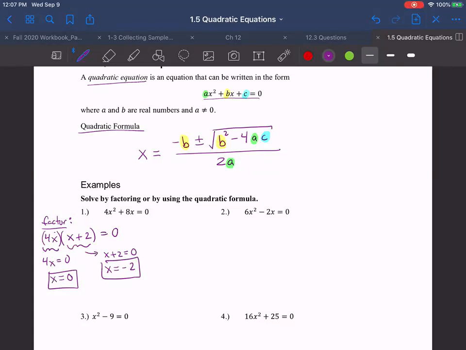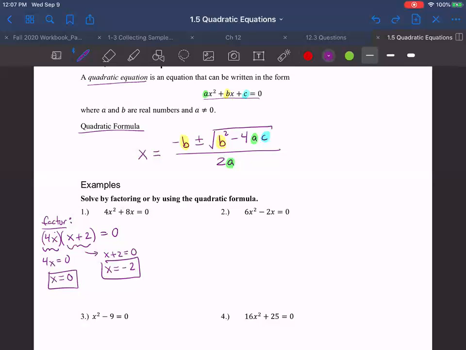If you were to plug these back into the original equation up here, you would find that they would both work. If you plug in 0, this becomes 0, this becomes 0, and therefore it equals 0. If you plug in -2, you get -2 squared, that's 4. 2 times 4 is 8. And then over here, you get 4 times -2 times 2, which is -8. So you get 8 plus -8, which is also 0. So it works to solve both of them.